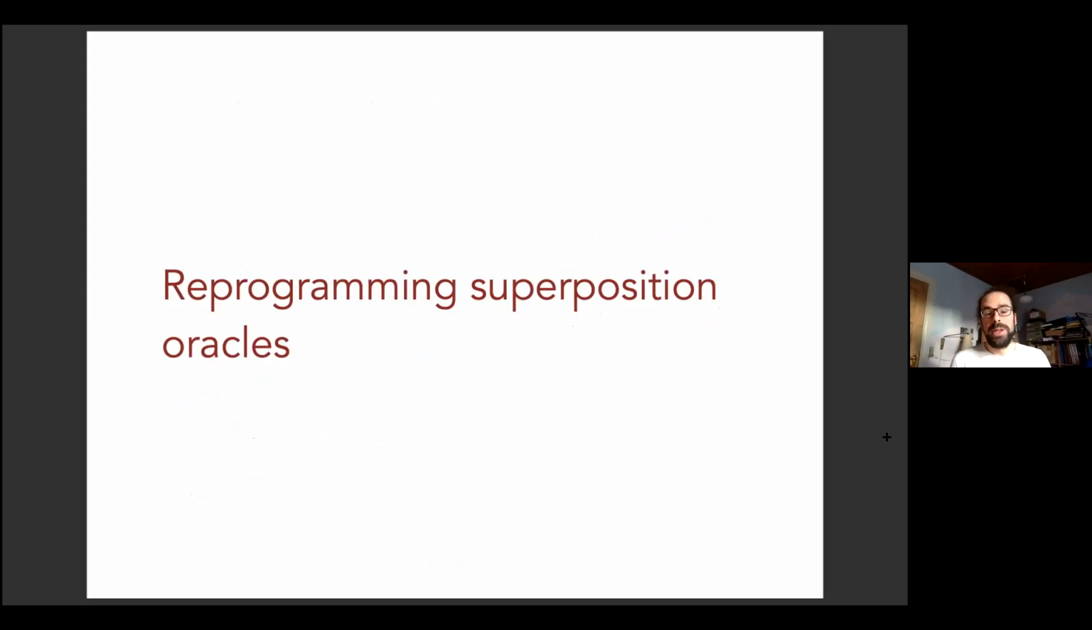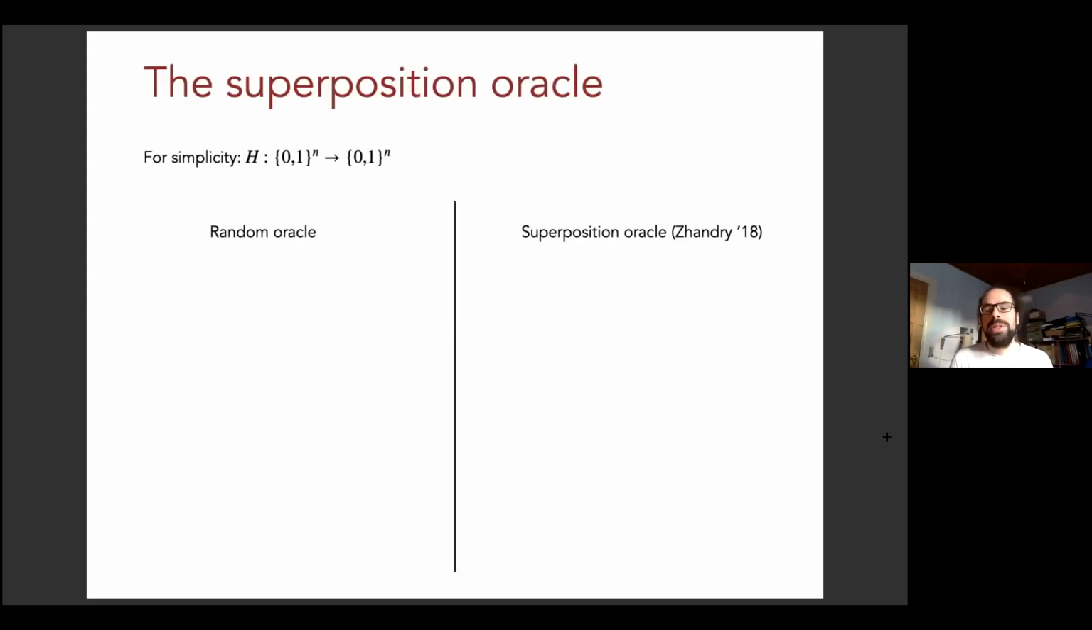Okay. Let us move on to take a look at the techniques that we are using. So the bound that we prove is proved using the so-called superposition oracle technique. So in the next couple of slides, I want to explain to you this technique and how we do reprogramming in this technique. And then I will explain a little bit more about how the proof of the lower bound proceeds. The superposition oracle technique was introduced by Zhandry in 2018.